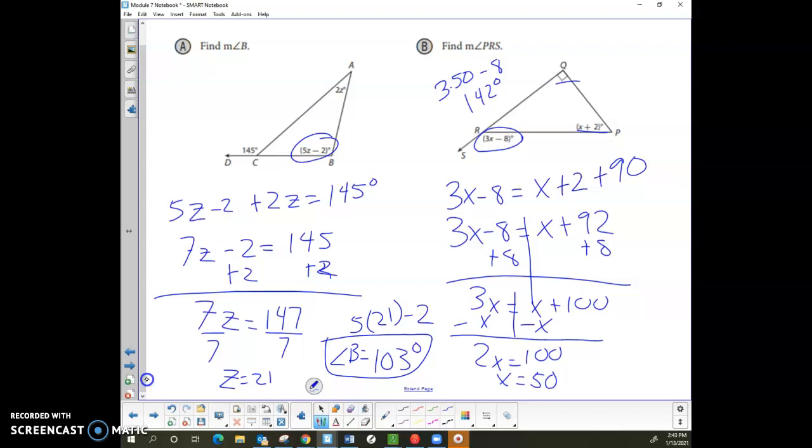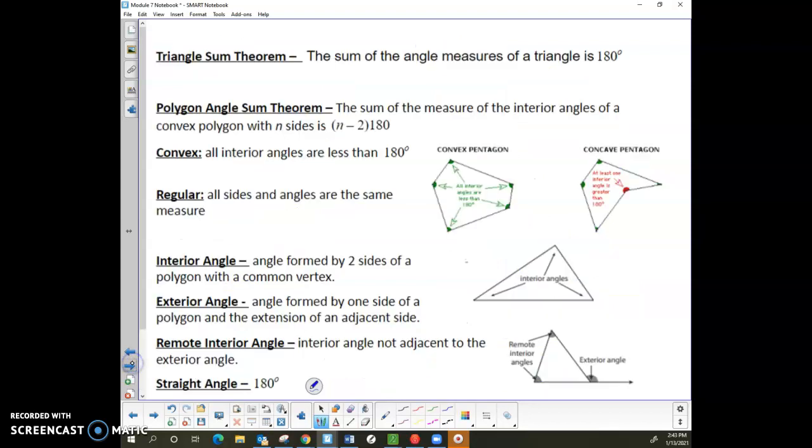All right, so finding the angles of a polygon and then either the exterior or the remote interior angles is what we're doing today.